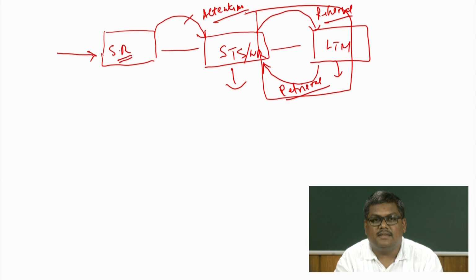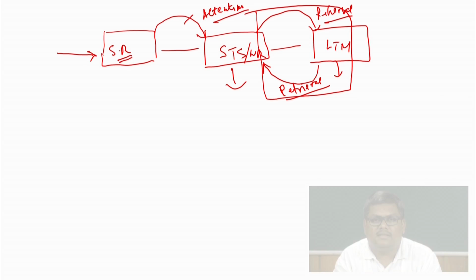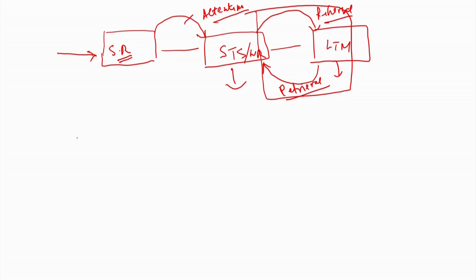So, we will look into this whole part in this lecture. Now, the question is, what is the evidence for the existence of this long term store? But again, let's quickly look into the idea of the serial position curve. What was the experiment for looking at the serial position curve?